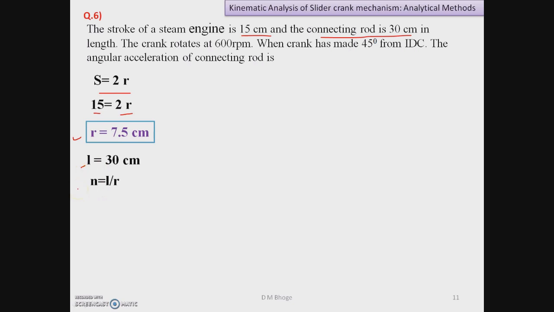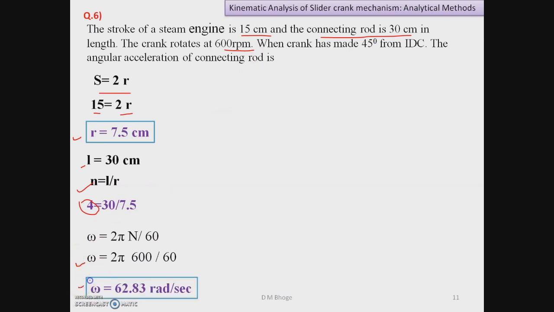Now from L and R, we can find the obliquity ratio N, which equals L by R. So 30 divided by 7.5 is 4. So we get obliquity ratio as 4. Crank speed is 600 rpm. So in radian per second, crank speed omega is 62.83.